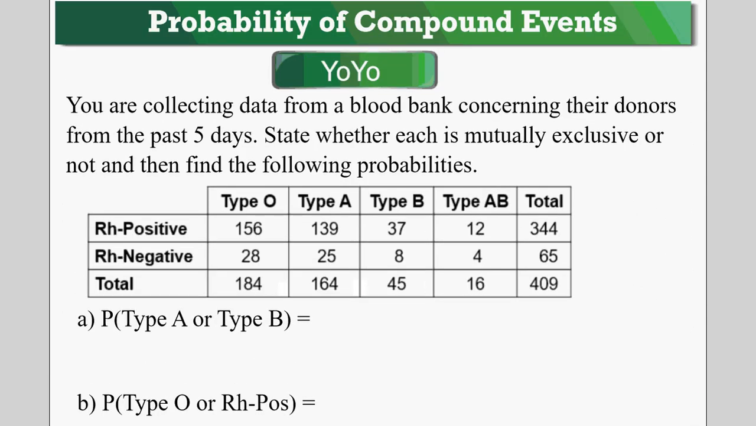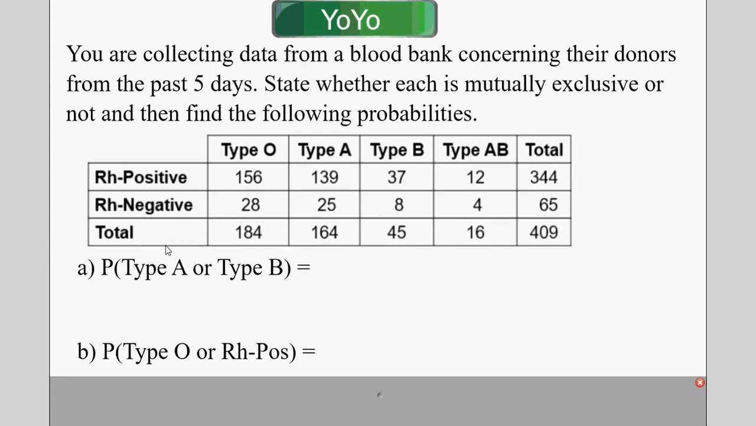Gonna have you try, and then that'll be it. So here's what we call a two-way table. You're collecting data from a blood bank concerning their donors from the past 5 days. State whether each is mutually exclusive or not, and then find the corresponding probabilities. So let's just practice reading the table before I set you off.